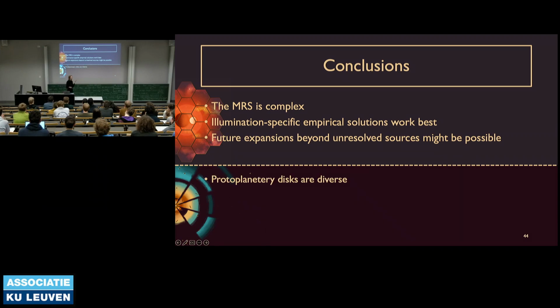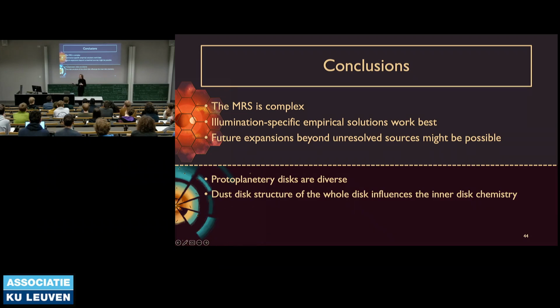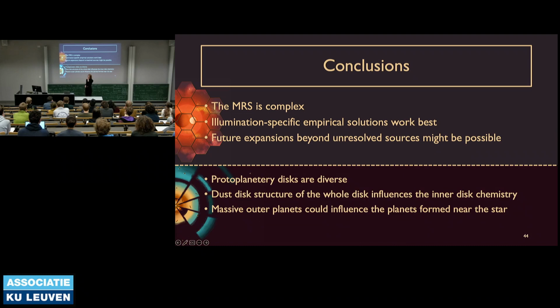Similarly, protoplanetary disks are very diverse. And the dust disk structure in the outer disk does seem to have a relationship to whatever is happening in the inner disk, so in the terrestrial planet-forming zone. So we cannot just look at these separately. There needs to be some kind of connection. And a massive outer planet could have influenced whatever was happening in the inner disk, like Jupiter and Earth. And that's all from me. Thank you.